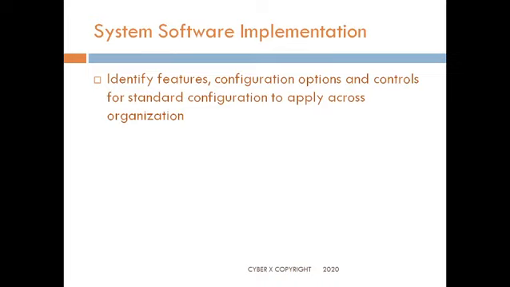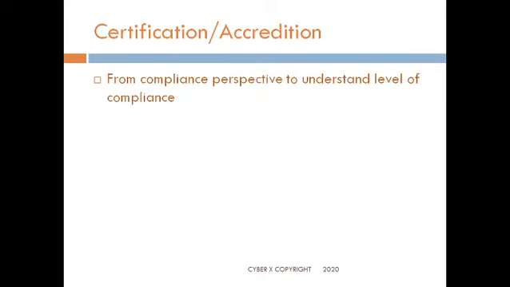Now, when a system software implementation is being done, what does it actually mean? It means identify the features, configuration options, and the various controls so that standard configuration is applied across the organization. So obviously at the end of it, from a compliance perspective, one needs to understand the level of compliance or certification which is there to it.